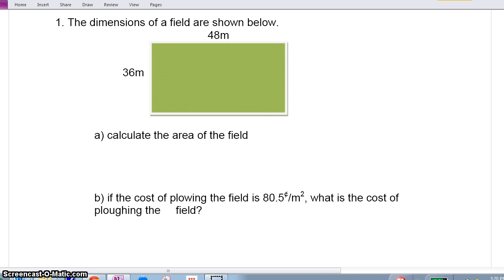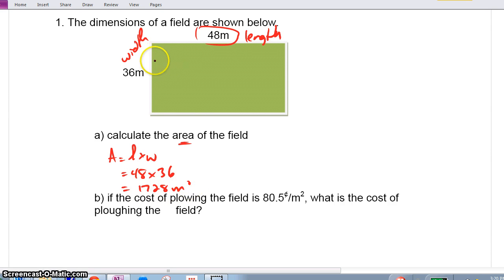Dimensions of the field next. We're looking for the area of a field now. So we've got a 48 meter length and a 36 meter width on our field. So we know that our area is always the length times the width. In this case we're looking for 48 meters times 36 meters, and we're getting a total area of 1,728 meters squared, right? And now you can picture yourself dividing that up into 48 pieces and dividing it up into 36 pieces. That's how we'd get 1728.